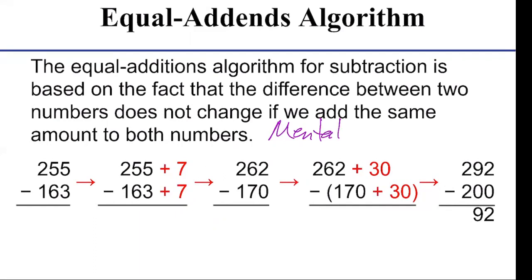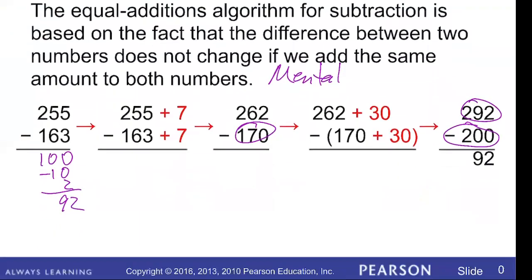They're adding 7 here because we're getting to a nice number, a decade number. Okay. They're going to add 30 to each of these because we get a really, really nice decade number there that we can subtract from the 292. So mentally, this is kind of cool that kids can hold this in their head. I would do, well, I get 100, I get -10, I get 2, that's 92. So that's addition and subtraction.